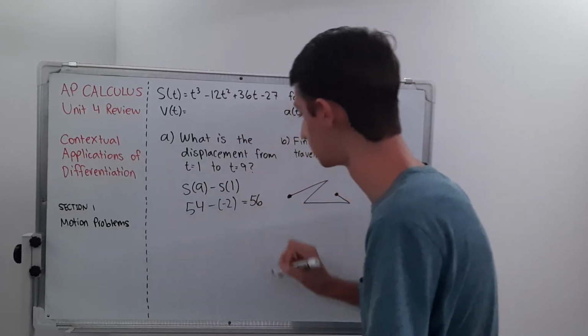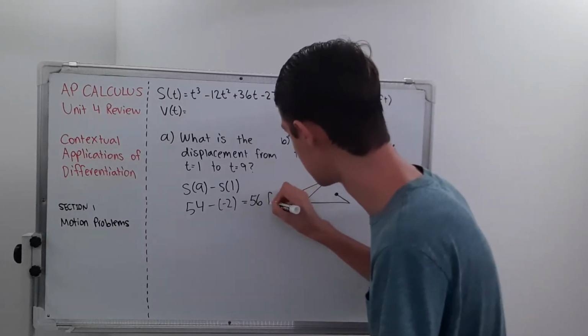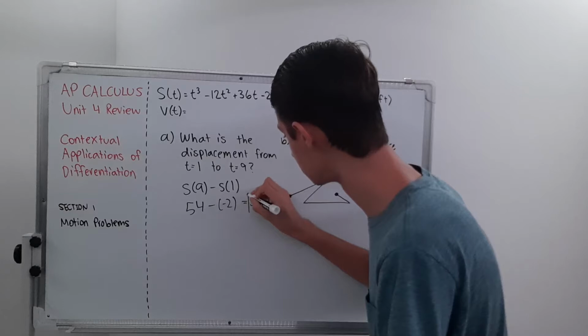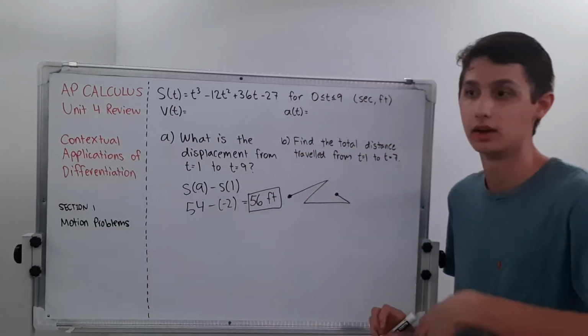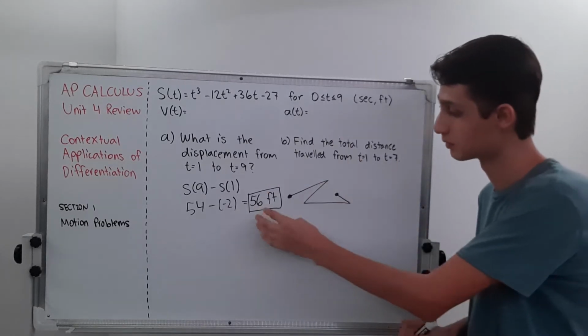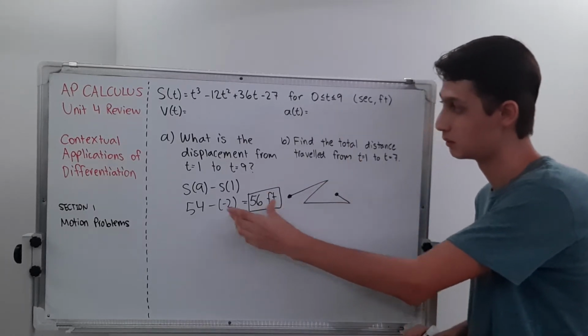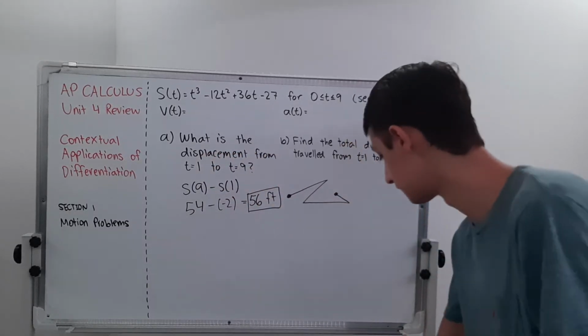But we can't just leave it as 56. We have to say what unit it is. That's going to be feet, because we traveled 56 feet. We didn't go 56 feet per second or second squared or anything like that. We didn't go for 56 seconds. We went 56 feet. That's our displacement. All right. And then actually, let me keep this here.